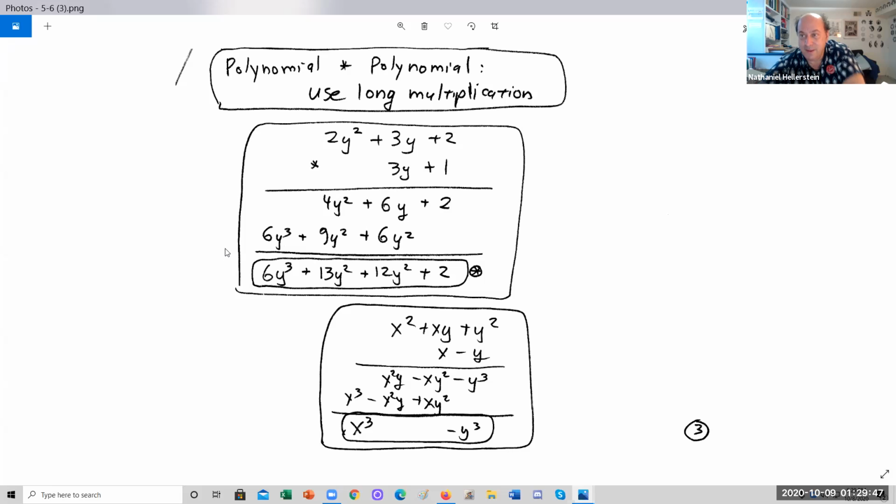Now, big time, polynomial times a polynomial. Use what I'm calling long multiplication. It's sort of like grade school multiplication of whole numbers, only this time you don't have to carry or borrow. That makes it in some ways easier. So for example, let's see if I got this one right because I blew it before.